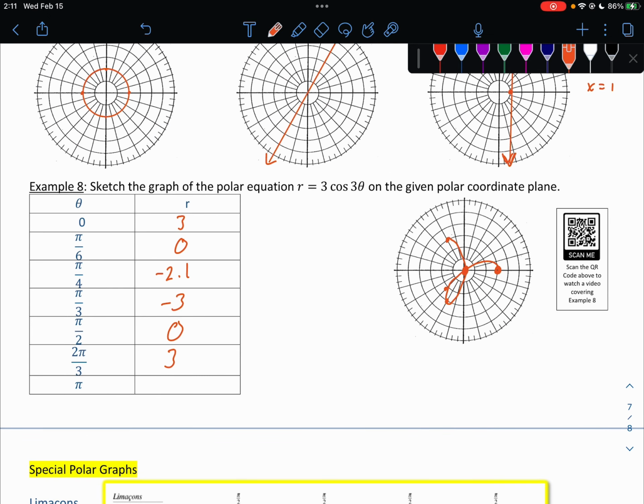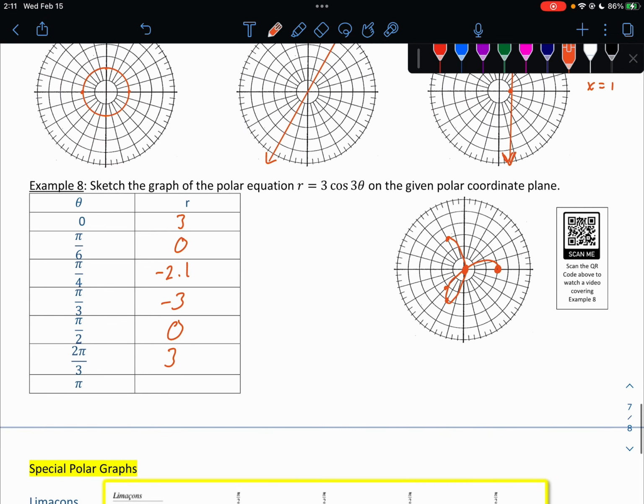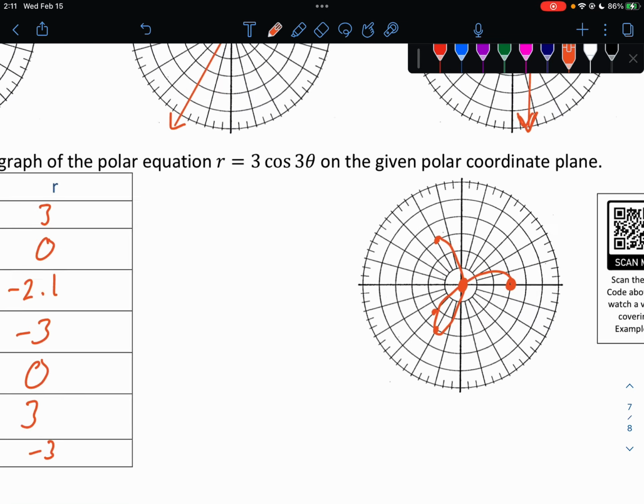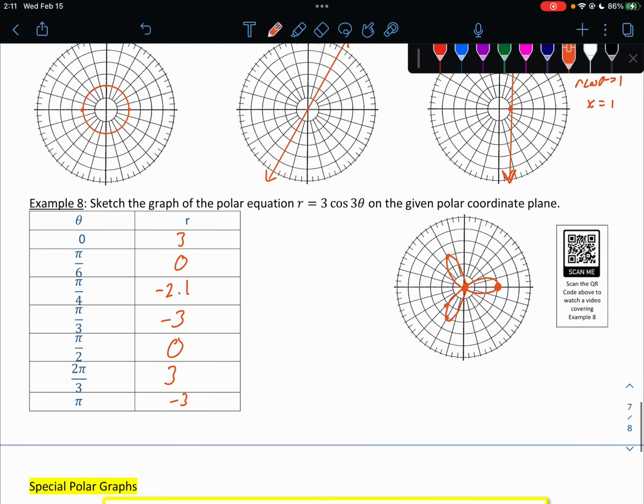And pi, so 3 pi. So the cosine of 3 pi would be negative 1. So 3 times that would be negative 3. So at pi, which is here, we're back to negative 3, so we're going to go back to here. So the graph's going to go, I skipped a lot of those points, obviously, because they're not nice numbers, but the graph will look back and go through there. And that's what our rose is going to look like with 3 petals.